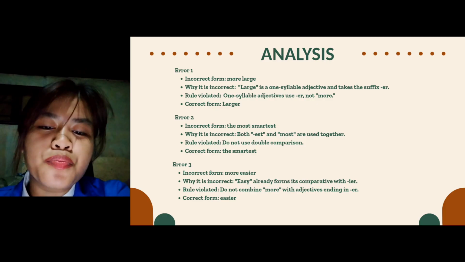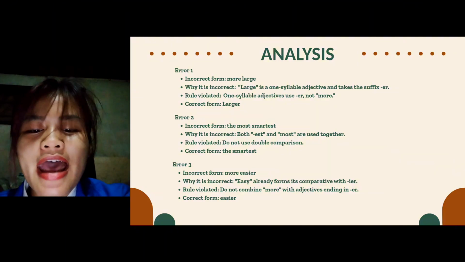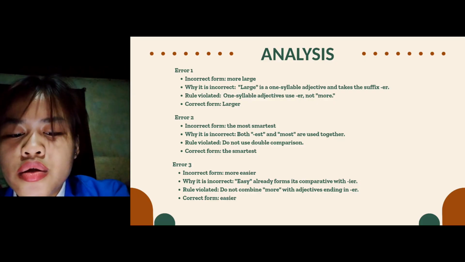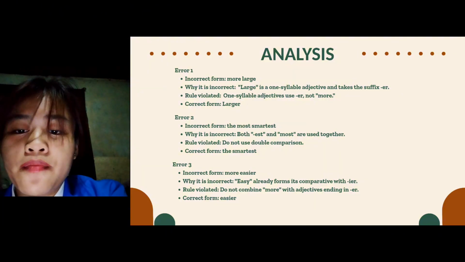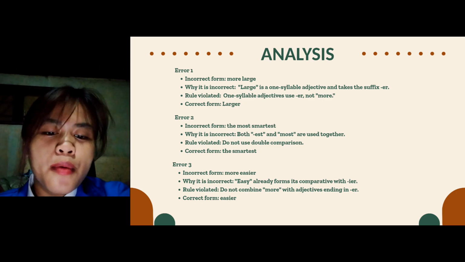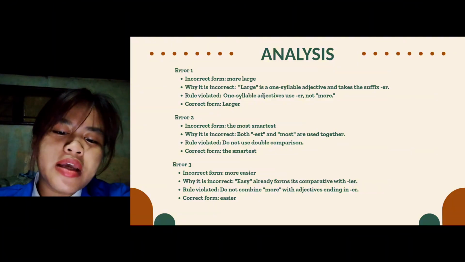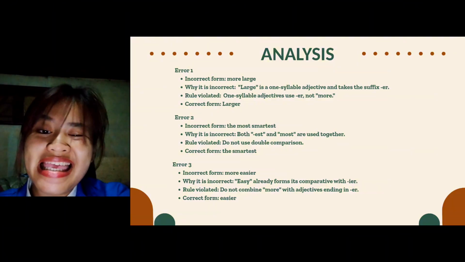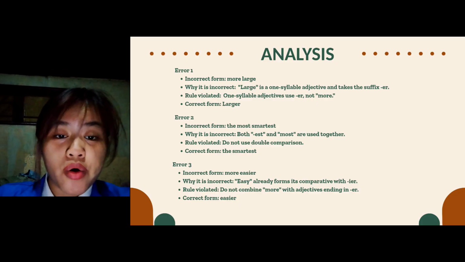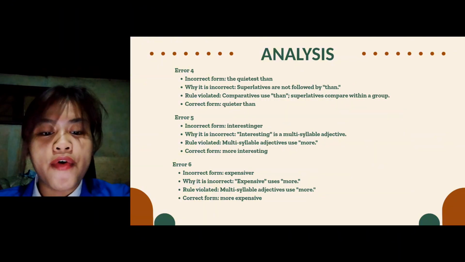Second error, incorrect form: the most smartest. Why is it incorrect? Both est and most are used together. Rule violated: do not use double comparison. Correct form: the smartest. Third error, incorrect form: more easier. Why is it incorrect? Easy already forms its comparative with er. Rule violated: do not combine more with an adjective ending in er. Correct form: easier.